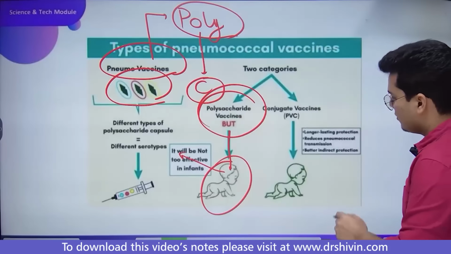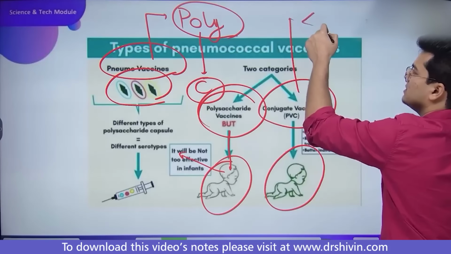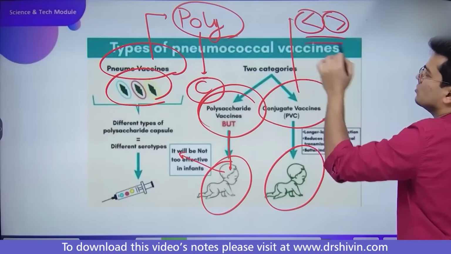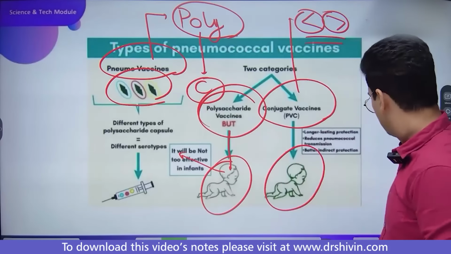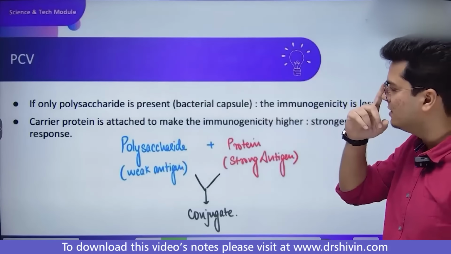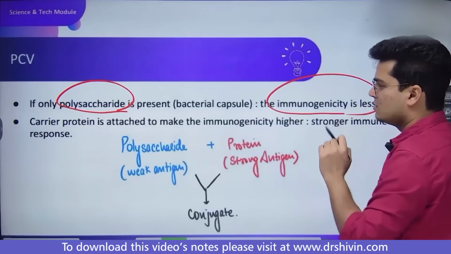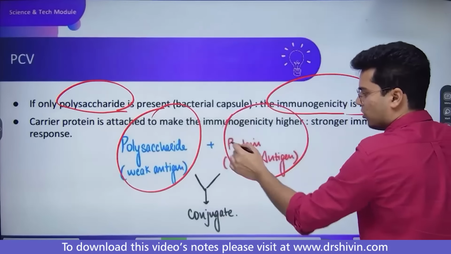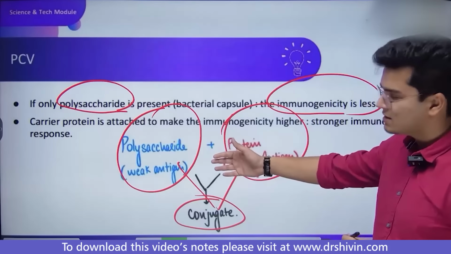So what we do, we give a conjugate vaccine where we combine a protein antigen with a carbohydrate antigen. We combine these two. This is a pneumococcal conjugate vaccine. Okay, this is why it's called PCV, pneumococcal conjugate vaccine. If only polysaccharides are present, the immunogenicity is less. So a carrier protein is attached, polysaccharide plus protein forming a conjugate. Okay, so that immunogenicity is strong.